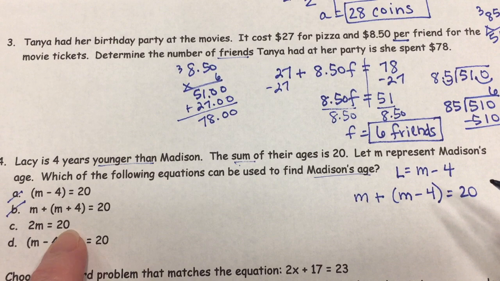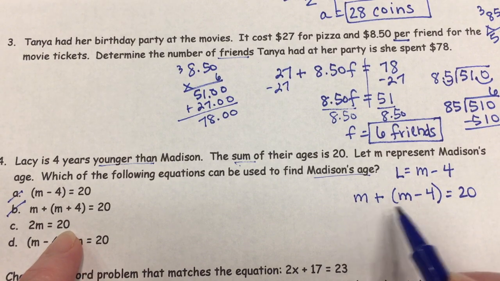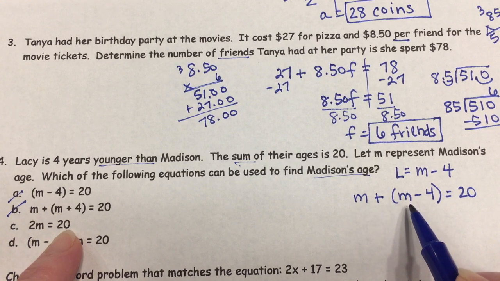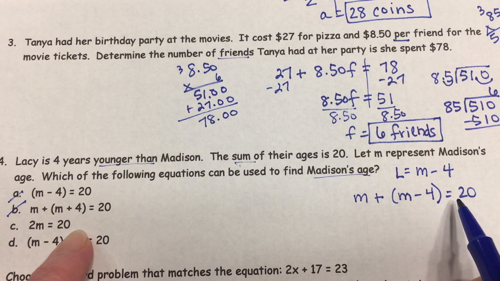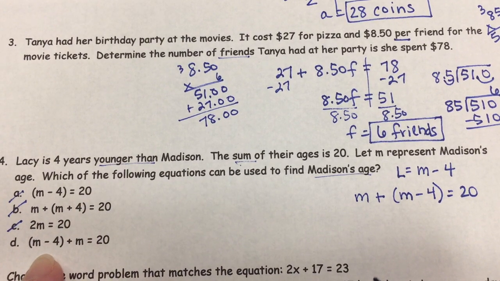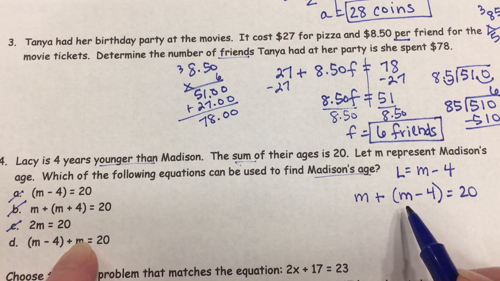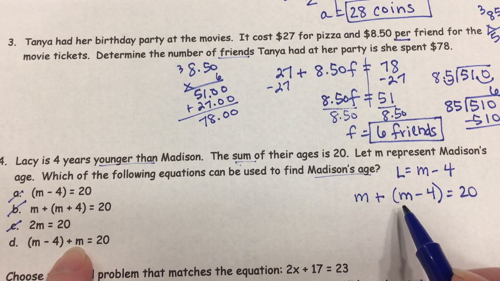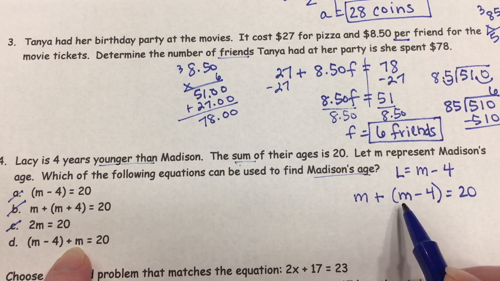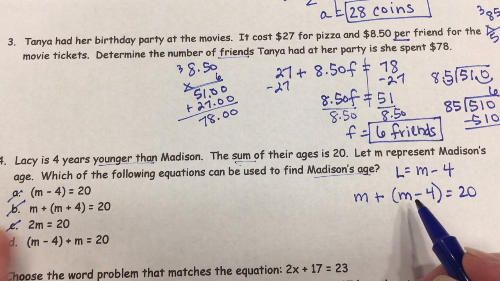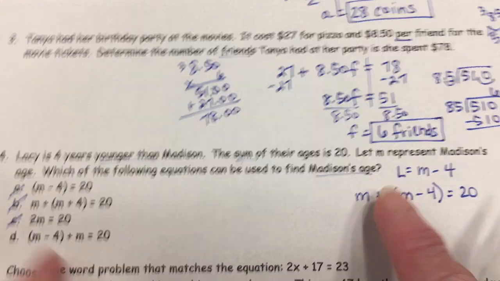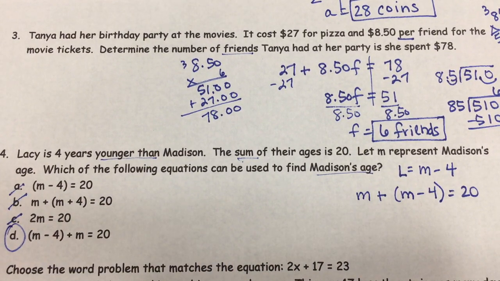C says 2m equals 20. So this is one of those cases where they might have adjusted. So I can see that there are two m's. M plus m would be 2m. But nowhere in here did they have the minus 4. They just have equals 20. So this can't be it either. So I'm hoping it's the last one. So in the last one, they have m minus 4 plus m equals 20. So they have the same thing I have, only they reversed these two ages. And I know that addition's commutative, so that order is not going to make these different. Okay, it's going to be the same because addition's commutative. So these are the same. So D would be the correct answer.